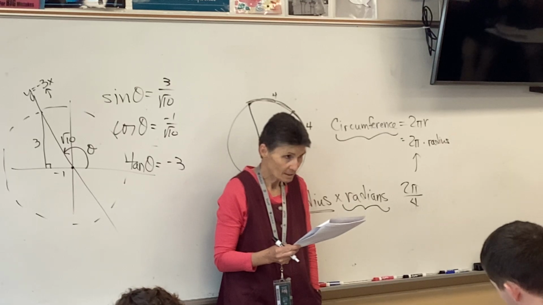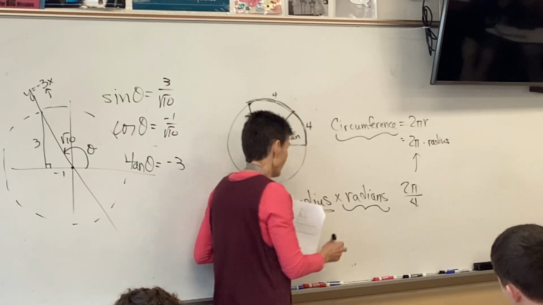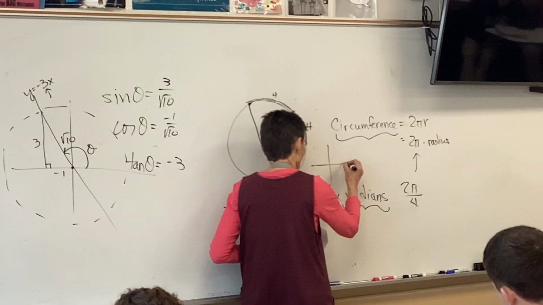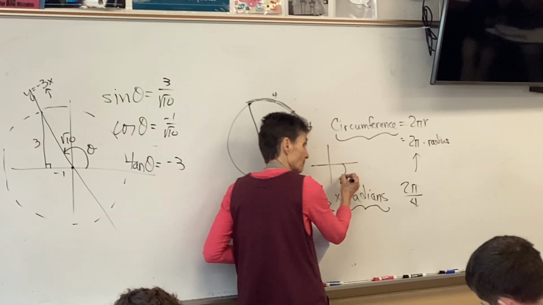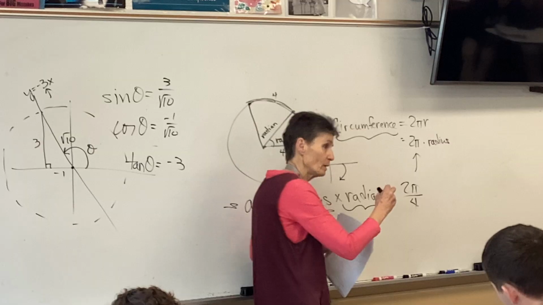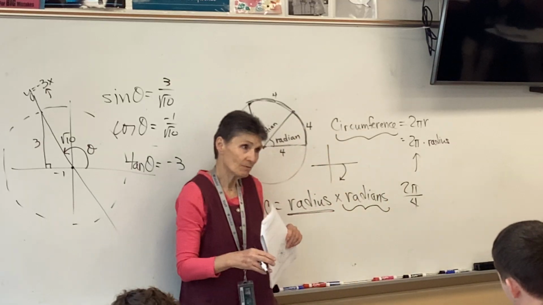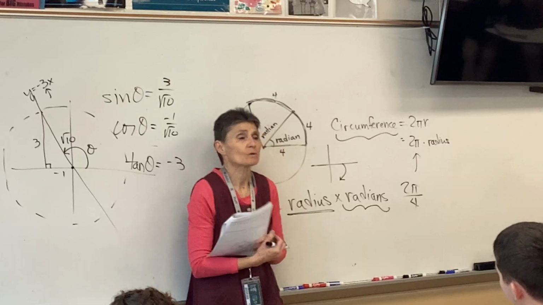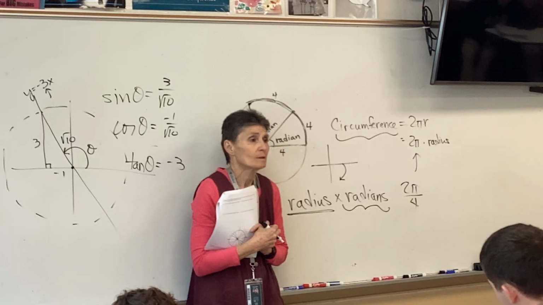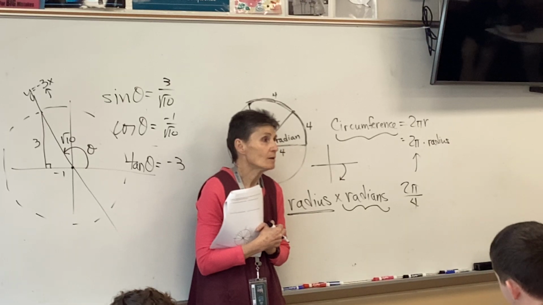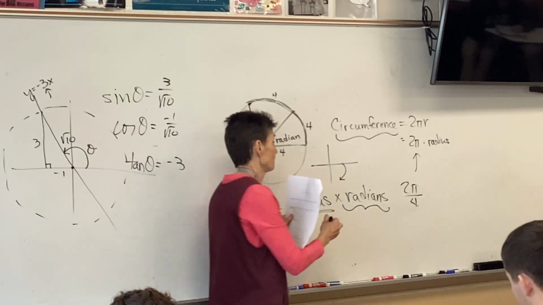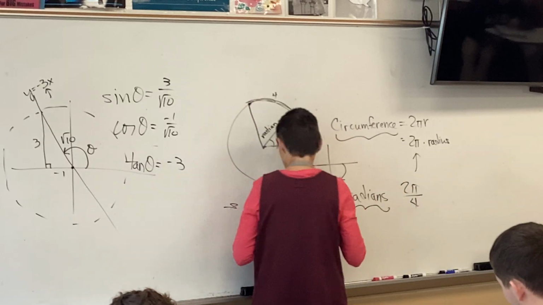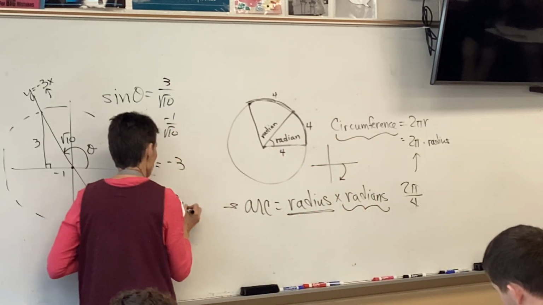Clockwise? Remember, what is clockwise? Clockwise means we go this way. So my angle will be negative. And what would a third of a circle be? 2 pi over 3. So this angle, so negative 2 pi over 3.